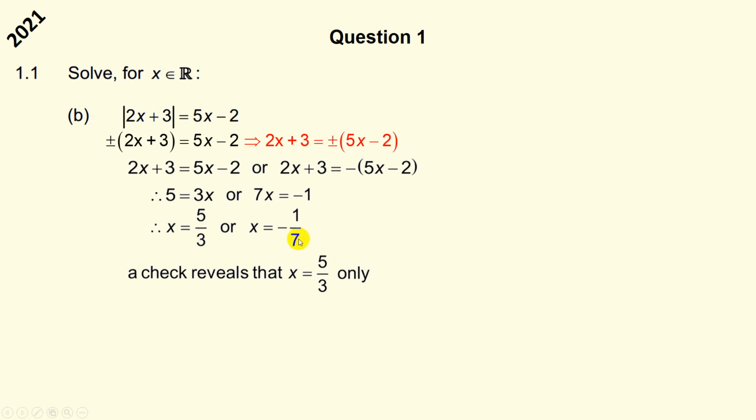Very quick to see that negative 1/7 doesn't work. You don't have to do the whole exercise of calculating down to a number. If you put negative 1/7 into here, we're going to end up with a negative value overall. And an absolute value can't equal a negative.